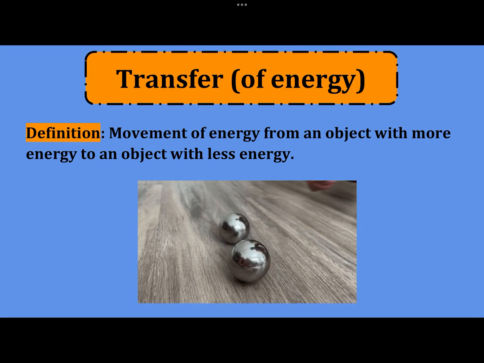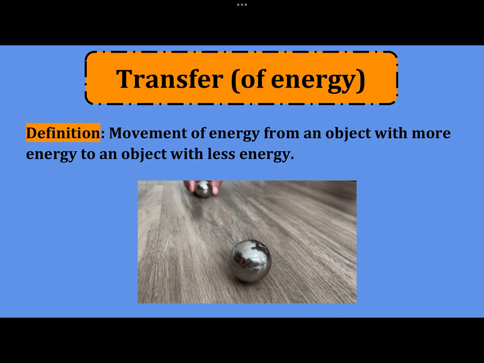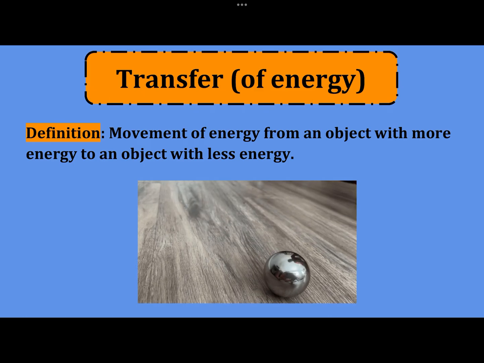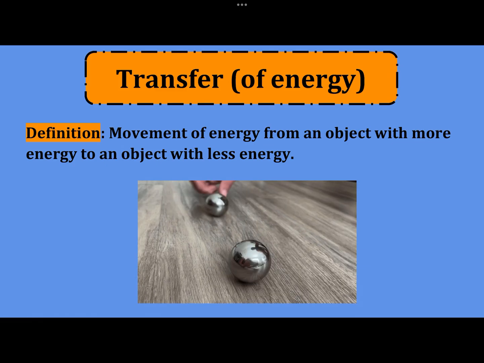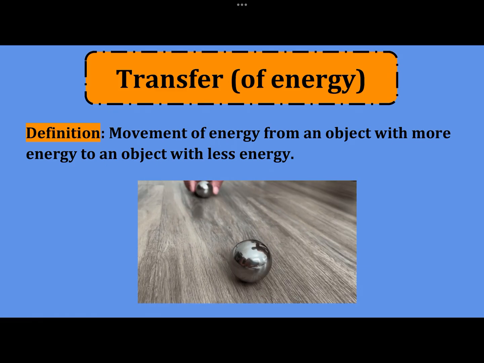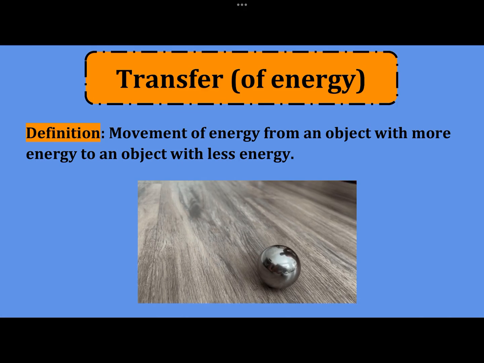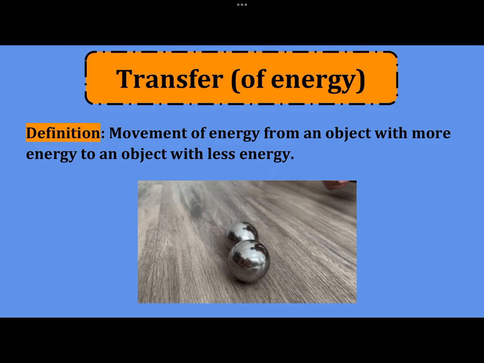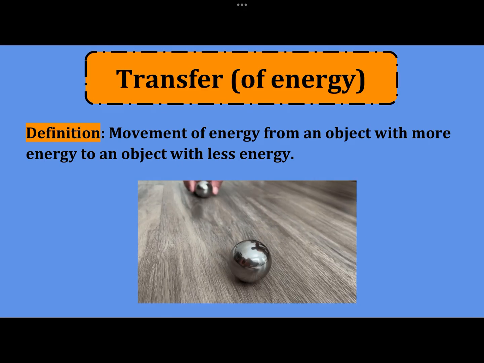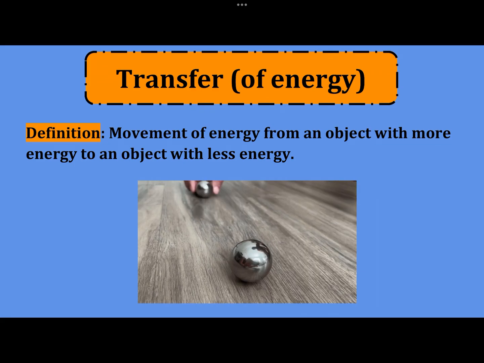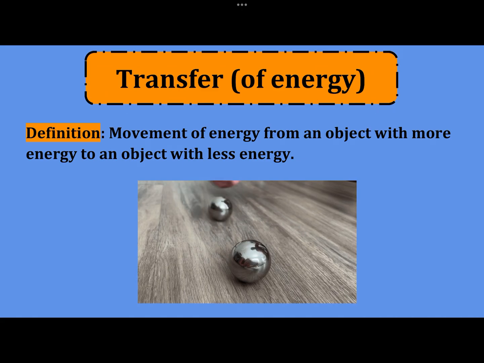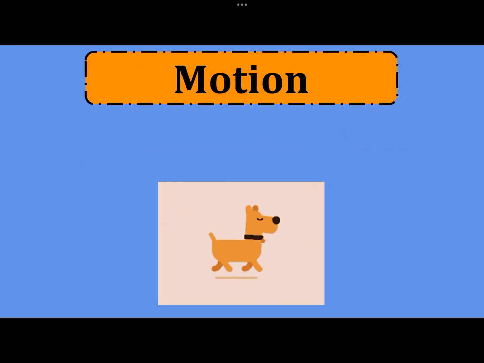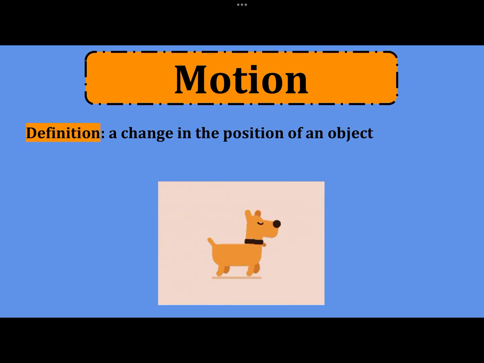So I have a movement of energy from an object with more energy. In this video, it's the marble that they release. The other marble is sitting still, or stationary, right? And then the kinetic energy, that energy of motion, transfers into the stationary marble, making the marble move. So it's the movement of energy from an object with more energy to an object with less energy, okay?